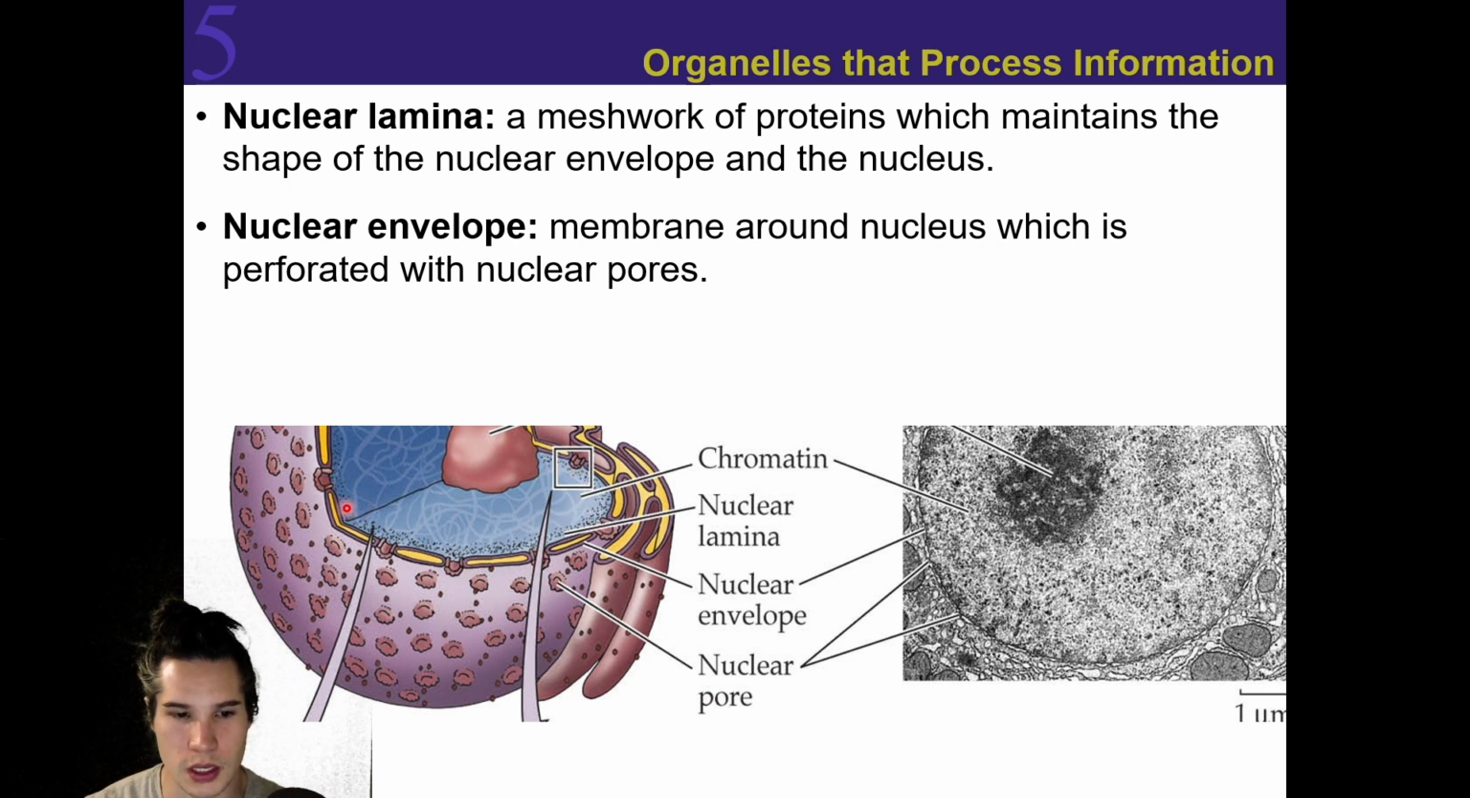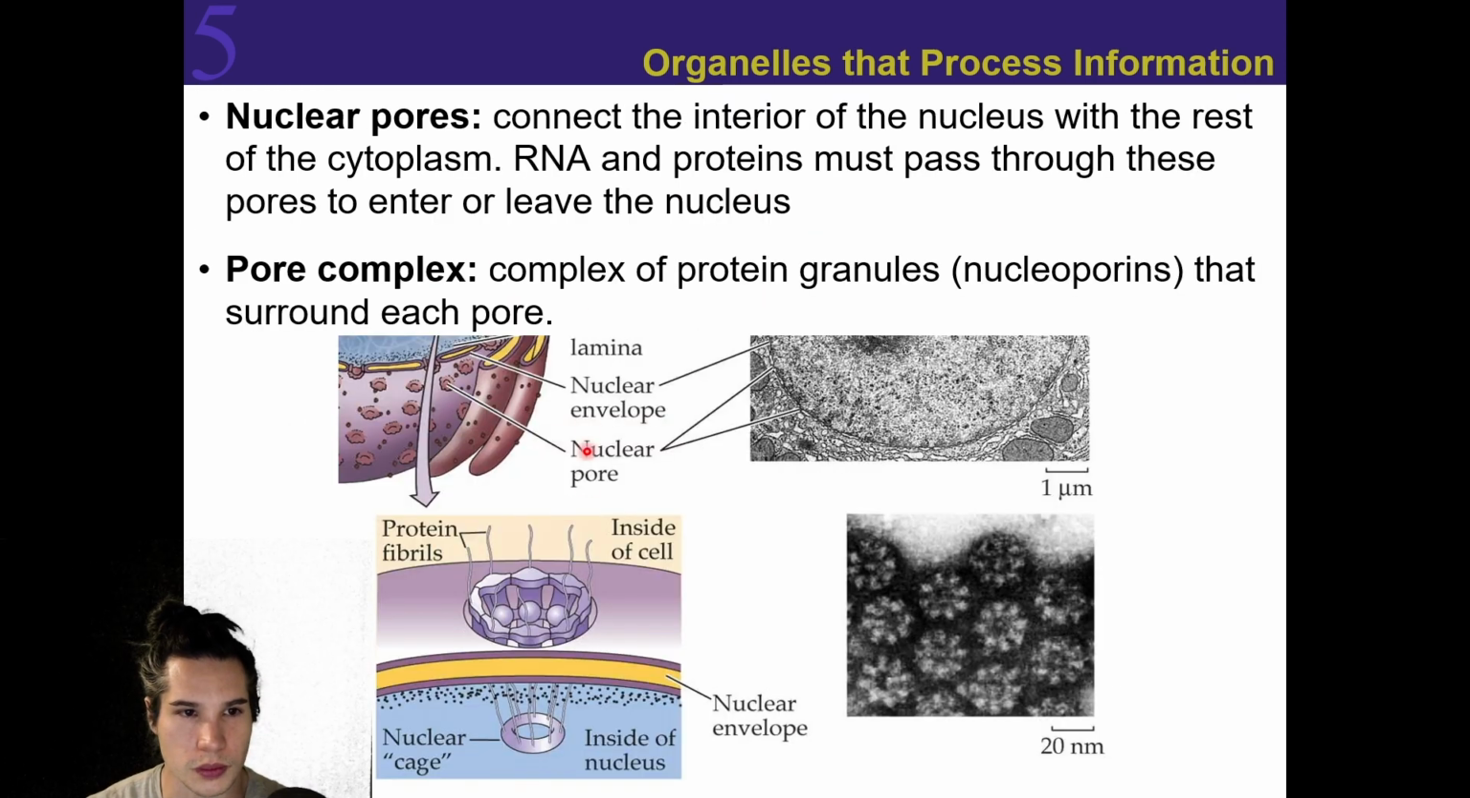Now, just underneath the nuclear envelope, we have what we call the nuclear lamina. And that's a meshwork of proteins that maintains the shape and integrity of the nucleus. So just inside of the nuclear envelope, you have that meshwork of proteins called the nuclear lamina. And then the envelope is the envelope itself, the membrane around the nucleus, which is perforated with nuclear pores.